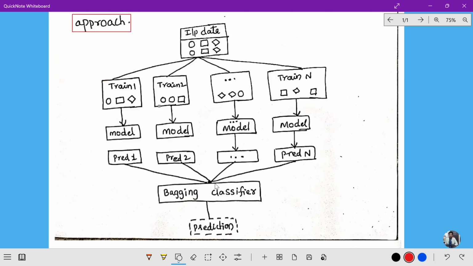Now you see what is going to happen in this diagram. You observe, first we have given some input data to the model, to the system. In general, this data is divided, and those data are trained using some models. So there is a model.